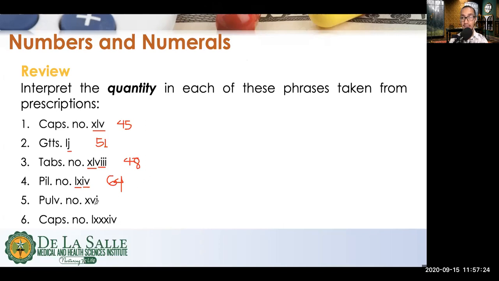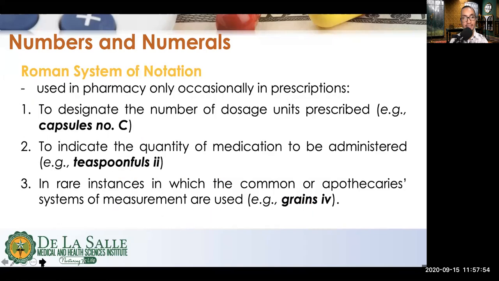And this one, XVI, this is your 6. And this is 10, so this is 16. So 10 plus 6 is 16. And then we have here LXXX, three X's. So this is your 80, plus IV is 4. So that's your 84. So, this is just a review. Please do review these in your lesson module.